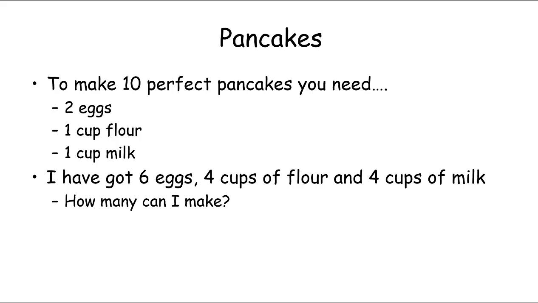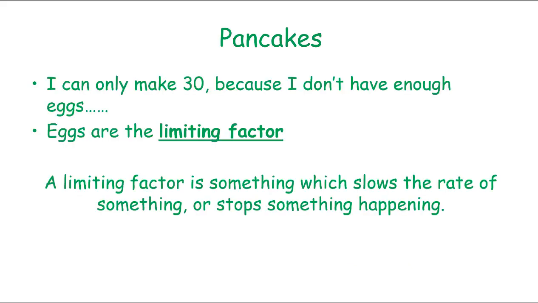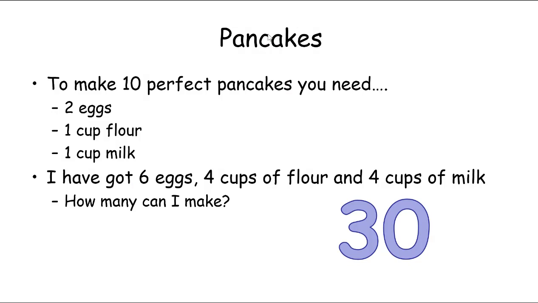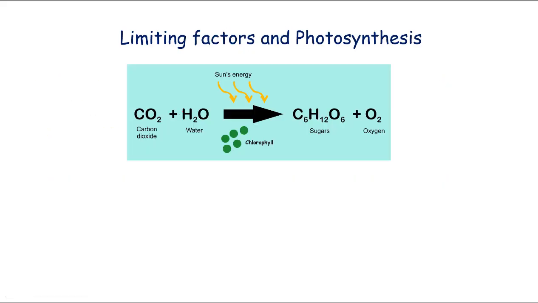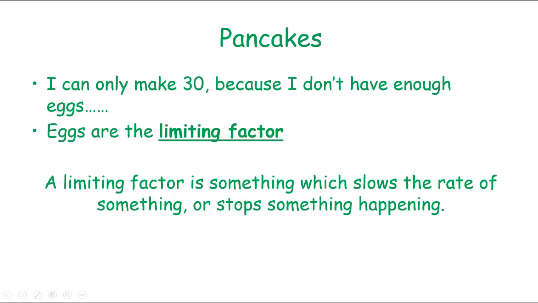Have you got it? I can only make 30. And here is why. I don't have enough eggs. So, because I've only got 6 eggs, that stops me making any more pancakes. So we say that eggs are the limiting factor. Now, a limiting factor is something which slows the rate of something or stops something happening.